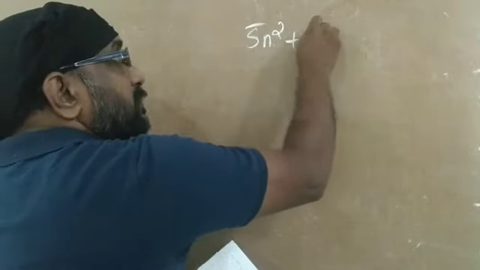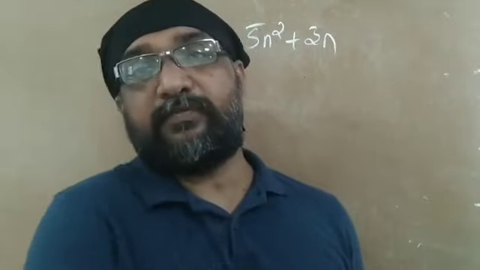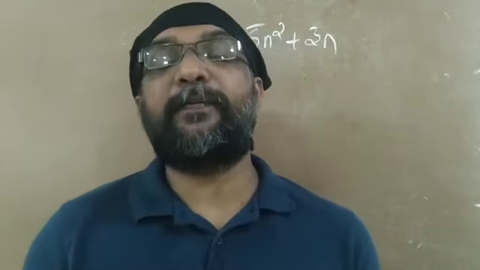Sn = 5n² + 3n. This is the sum of the first 10 terms of an arithmetic sequence. Question A: Find the first term and common difference. Question B: What is the algebraic form of the sequence?